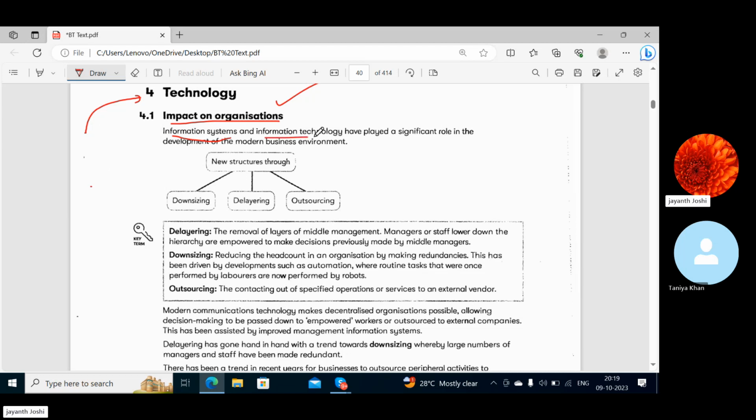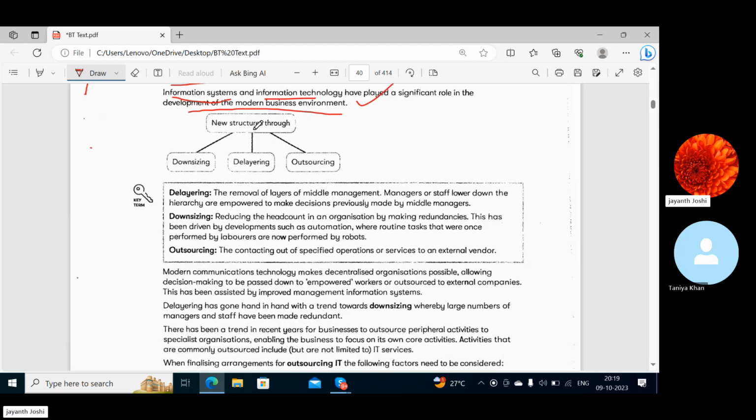So information systems and information technology have played a significant role in the development of the modern business environment. Of course, previously the communication was manual, everything was manual, now everything is with the help of computers. New structures through downsizing, delayering, outsourcing. Delayering: there are a lot of layers of management, top level management, mid level management, low level management. So it means removal of layers of middle management, as well as deputy, assistant, a lot of managers, right? So they want to cut that short.